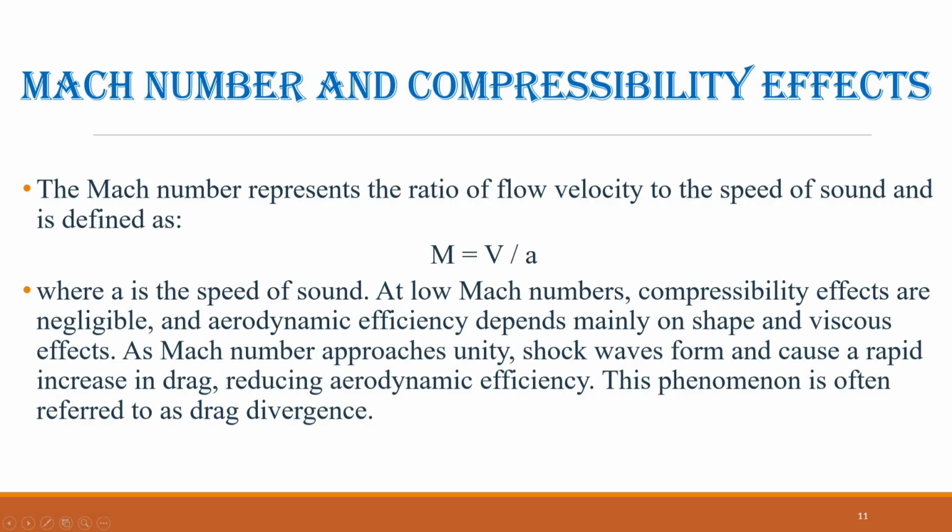At low Mach numbers, compressibility effects are negligible, and aerodynamic efficiency depends mainly on shape and viscous effects. As Mach number approaches unity, shock waves form and cause a rapid increase in drag, reducing aerodynamic efficiency. This phenomenon is often referred to as drag divergence.